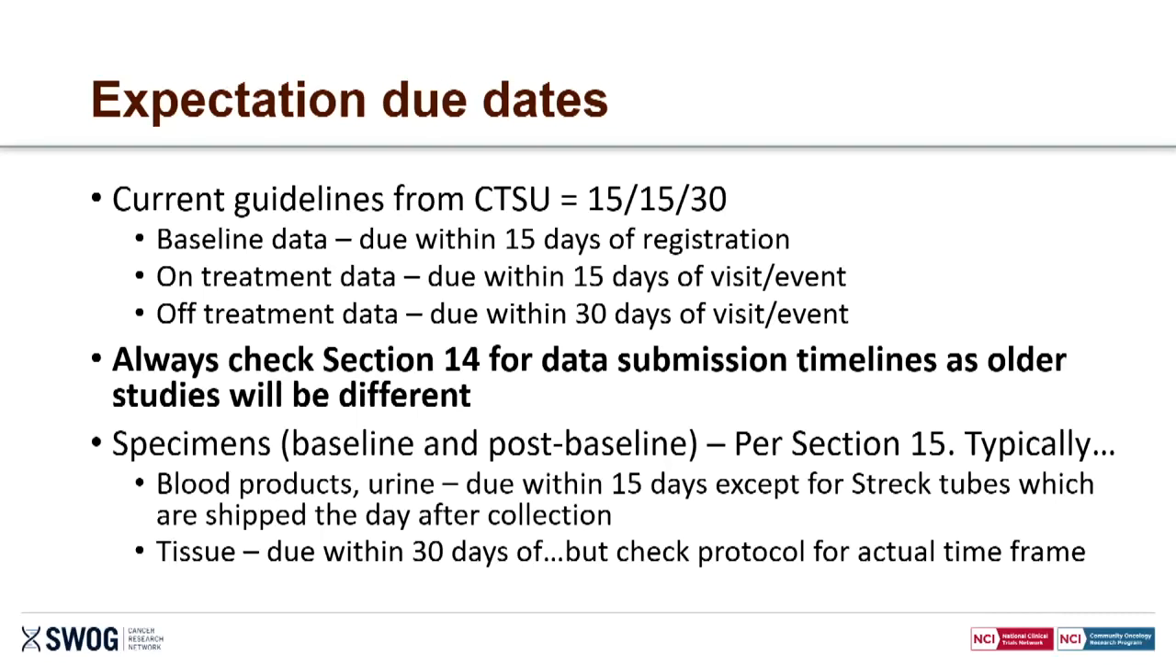Specimens, both baseline and post-baseline specimens, you need to check section 15 for due dates, but typically blood products and urine are due within 15 days, except for those kinds of tubes such as Streck tubes that are due the day after the specimen was collected. And tissue, we typically give 30 days, recognizing that getting to your path lab or sometimes where the tissue is collected isn't at your institution, but somewhere else. So we give a little bit longer for that as well.